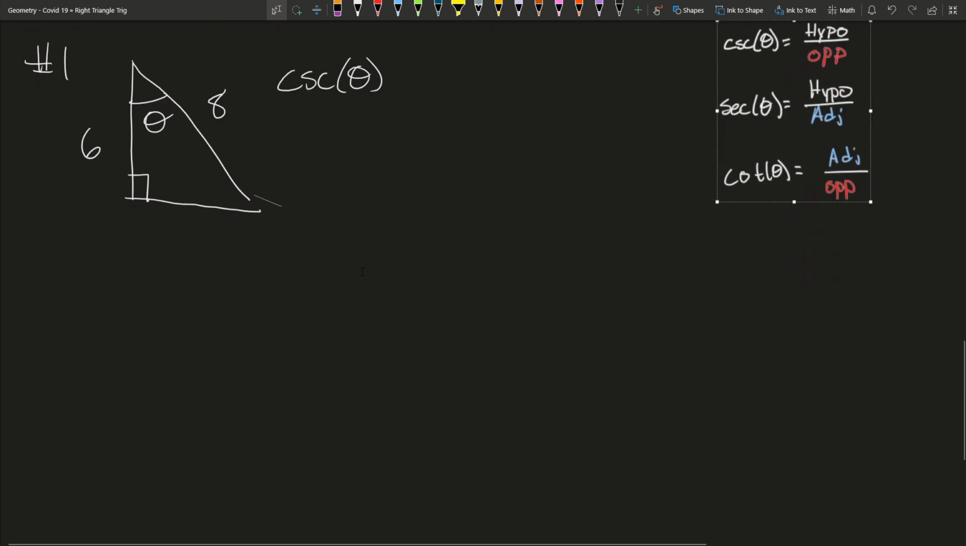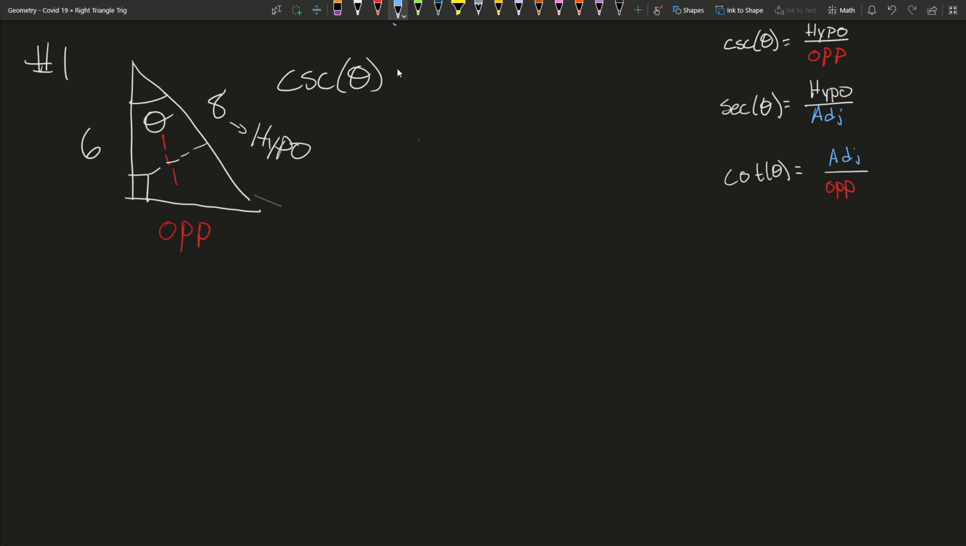So again, same process. The first thing we do is just define what terms we have. If we draw a line from theta to the other side of the triangle, we get our opposite. Draw a line from our right angle to the other side of the triangle. That's our hypotenuse. And then the other side is our adjacent.